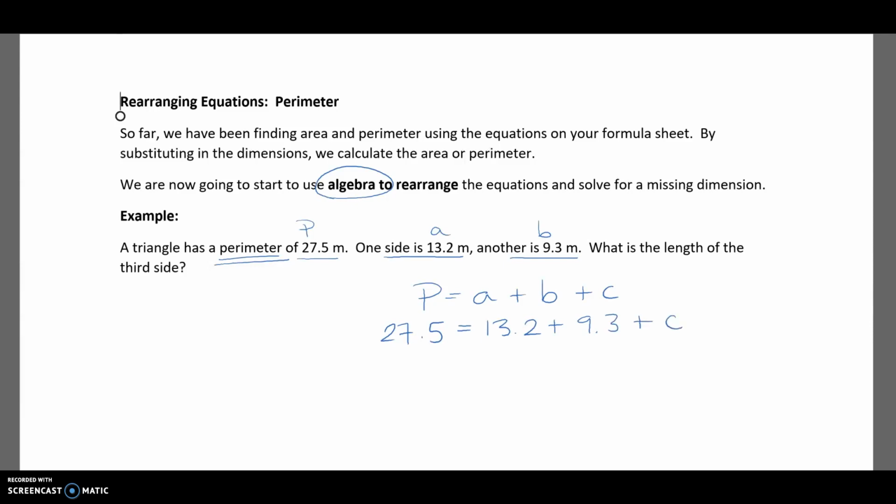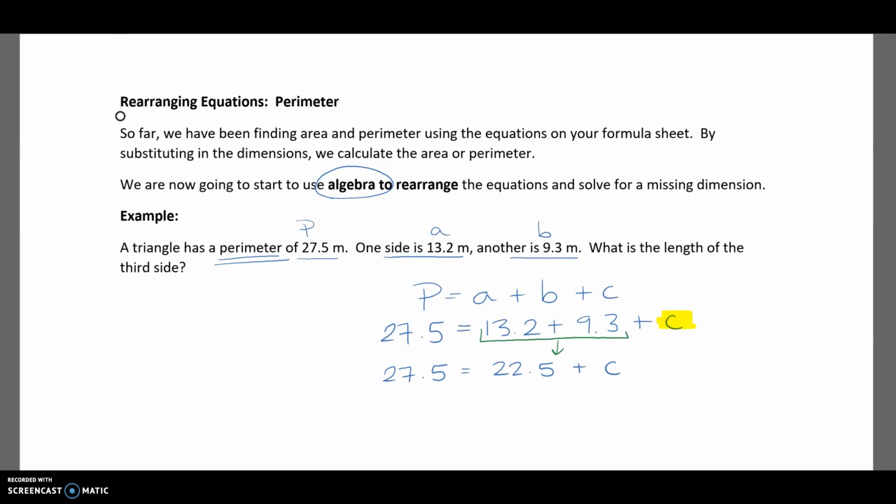I don't know side C, so I'll just leave it as a letter, or what we call a variable or unknown. My goal is to get that variable by itself on one side of the equal sign by moving these other pieces or terms. To make that a little bit easier, I can do this addition first. I still have 27.5 for the perimeter equals, when I add those two sides, 13.2 plus 9.3 is 22.5 plus my unknown C.